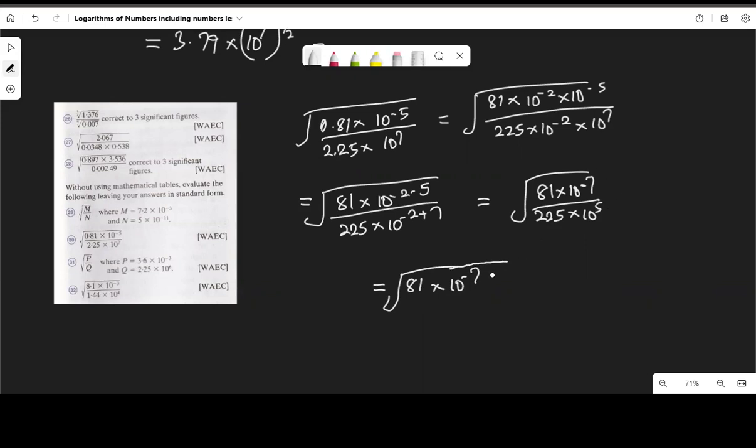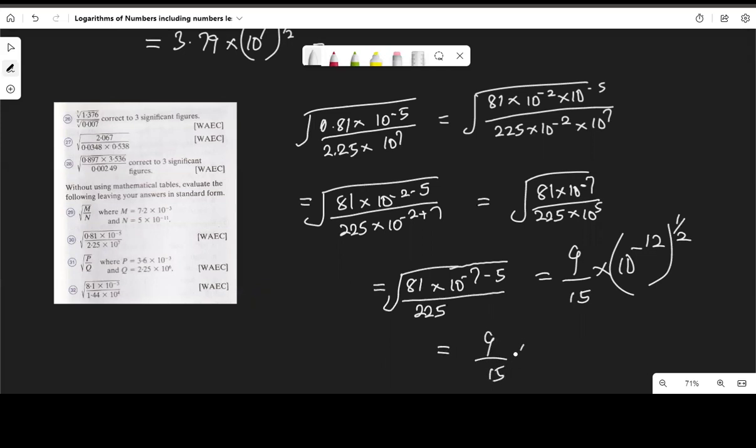When I move this one up, it becomes minus 5 all over 225. Square root of 81 is 9. Square root of 225 is 15. Then times 10 to the power of minus 7 minus 5 is minus 12. Then to the power of half, because of the square root, which is 9 over 15 times 10 to the power of minus 6. That is question 31.